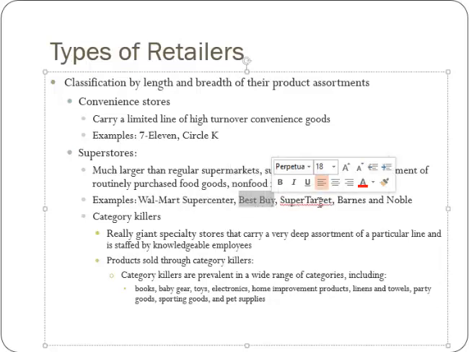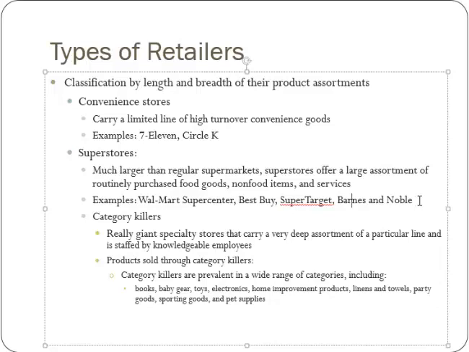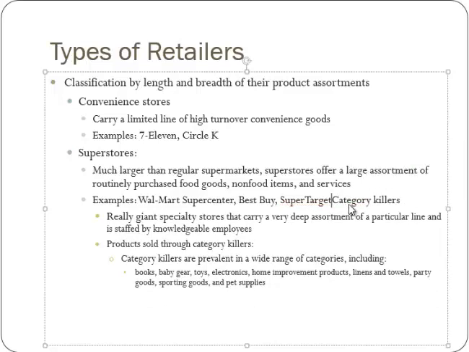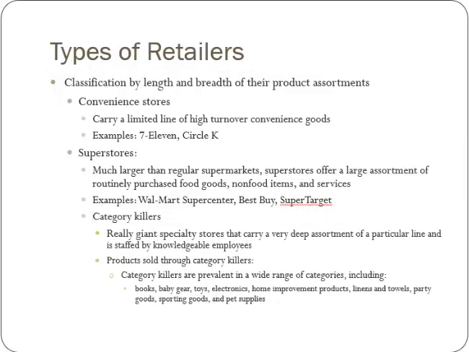Best Buy and Barnes & Noble is a little bit more of a specialty store. I'm going to cross out Barnes & Noble here because Barnes & Noble is more specialty. But certainly Best Buy sells everything from electronics to appliances, television, even some furniture in some stores, etc.